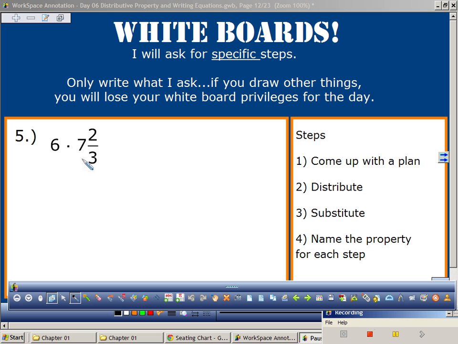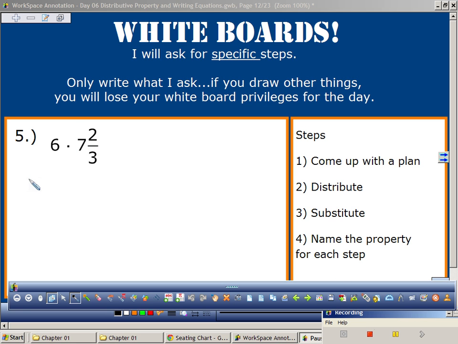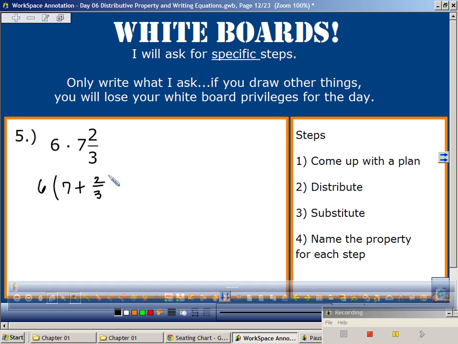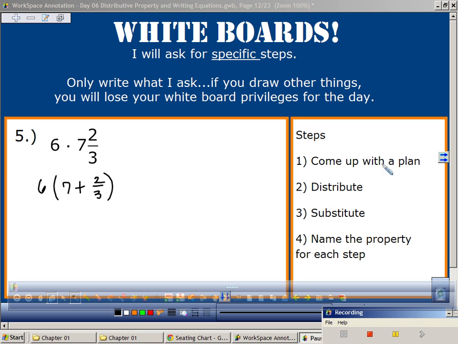All right, so using your whiteboards, I want to see the first step. I want to see 6 times 7 2/3, please. And so I need everybody to show me this step. 6 times the quantity, 7 2/3. Make sure you have that on your whiteboard. Now what's your next step? I've come up with a plan. I split up 7 2/3 to look like 7 plus 2/3.